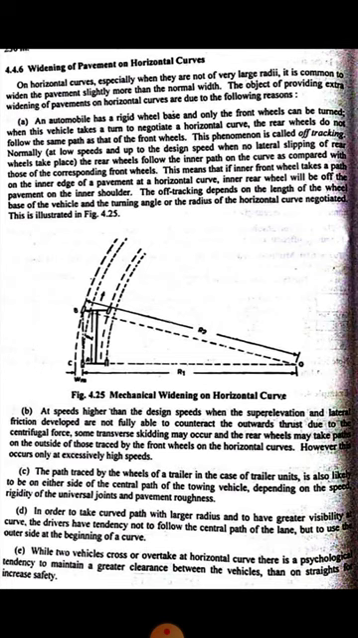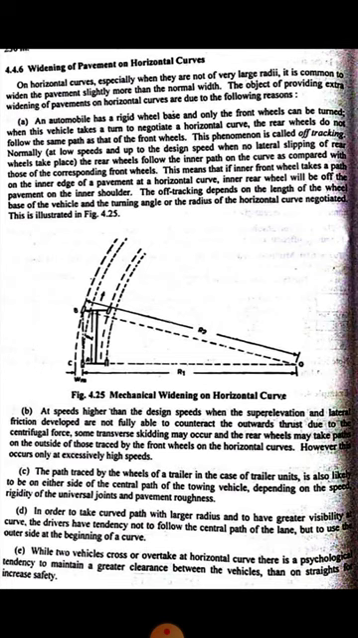On horizontal curves, how wide should the pavement surface be provided? A horizontal curve means a change in the path from a straight line to a curve. On horizontal curves, especially when they are not of very large radii, it is common to widen the pavement slightly more than the normal width. The objects of providing extra widening of pavement on a horizontal curve are due to the following reasons.